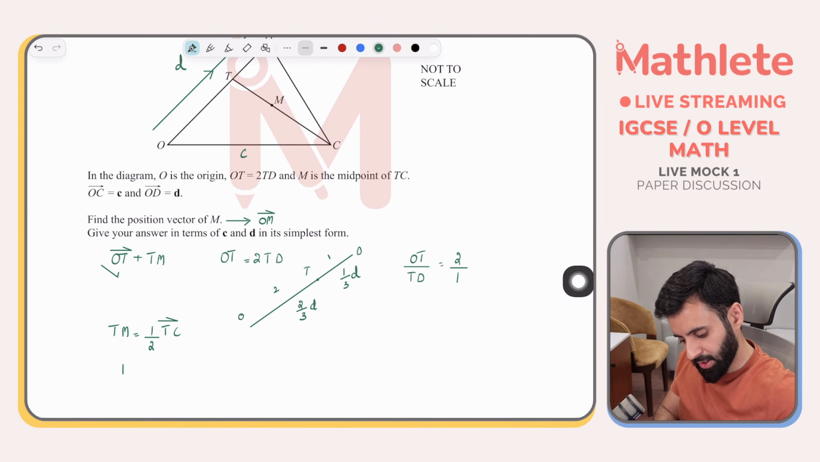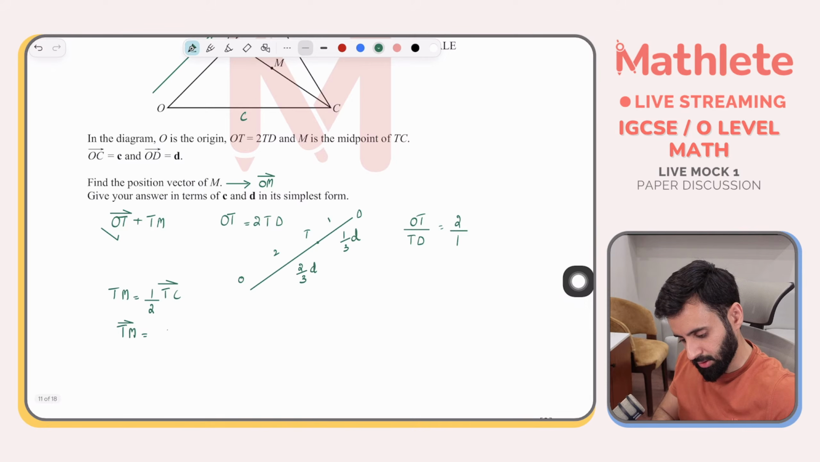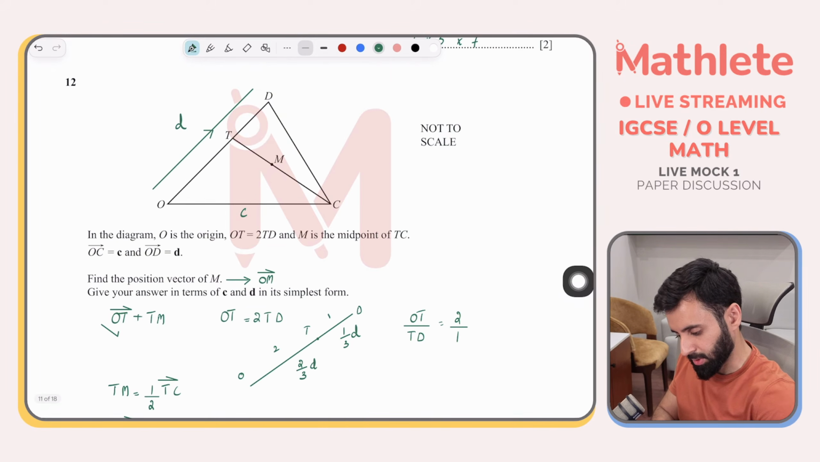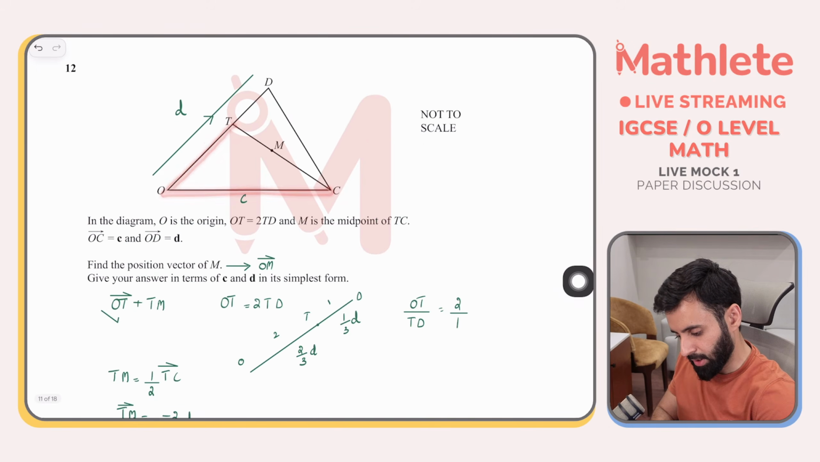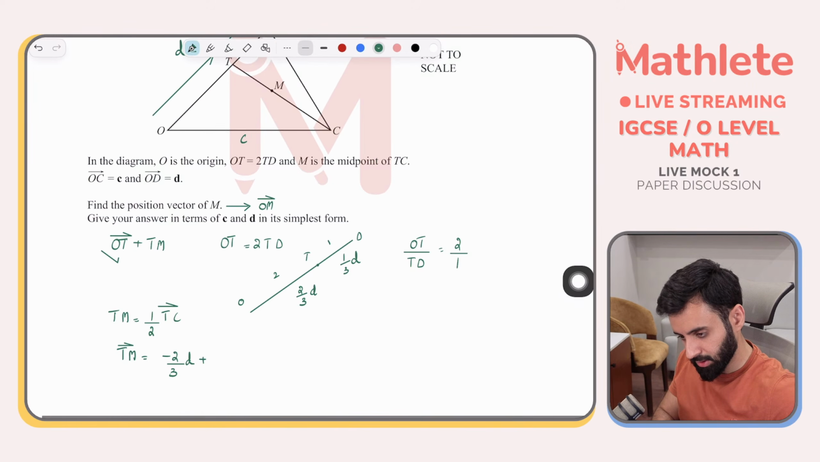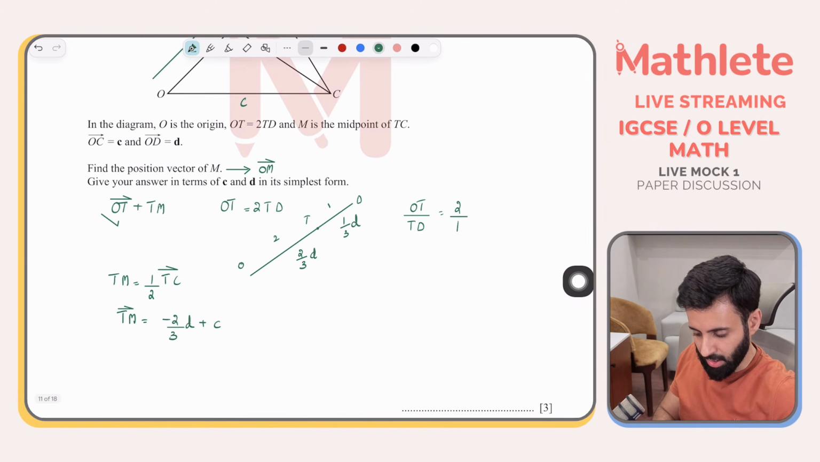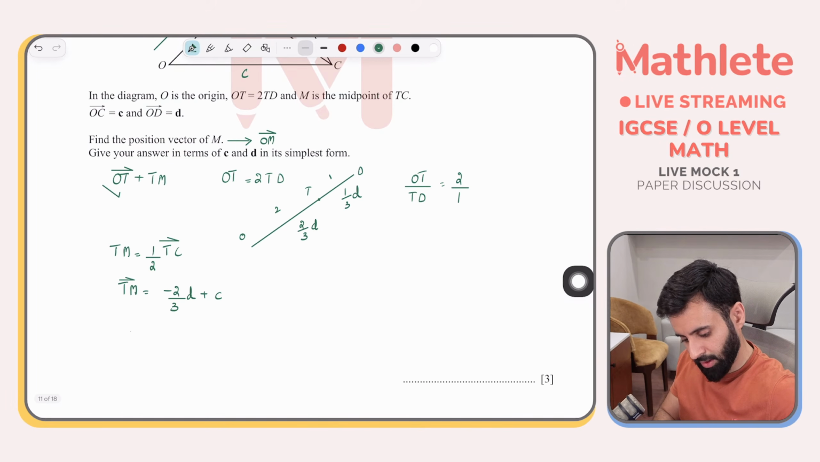TC will be TO plus OC. Okay, so TC will be TO plus OC. So that means minus 2 upon 3 D, because we're going in the opposite direction. So TO will be minus 2 upon 3 D plus OC, that means plus C. Okay, now it's time to put it all together.